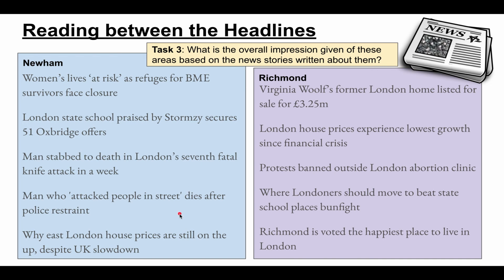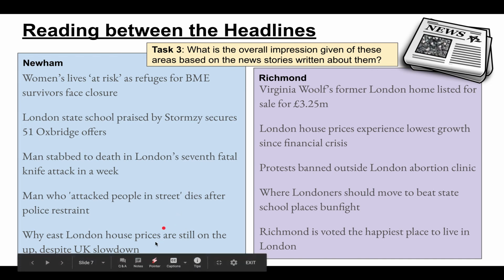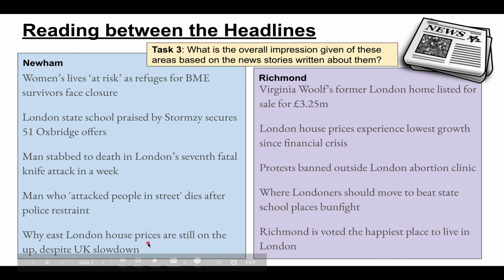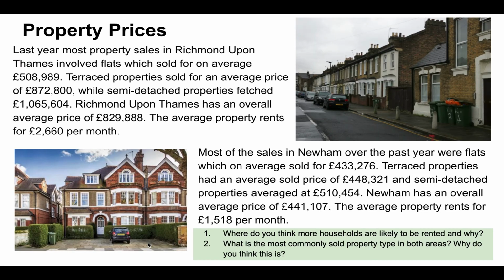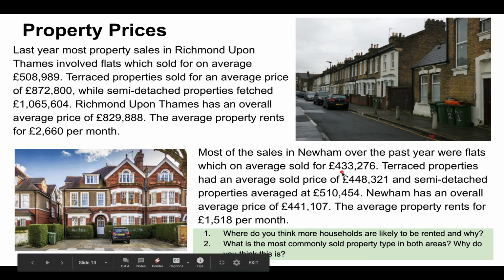Whereas we saw that East London house prices are still on the up despite a UK-wide slowdown. And perhaps that's because, compared to the rest of London, Newham house prices are relatively low.